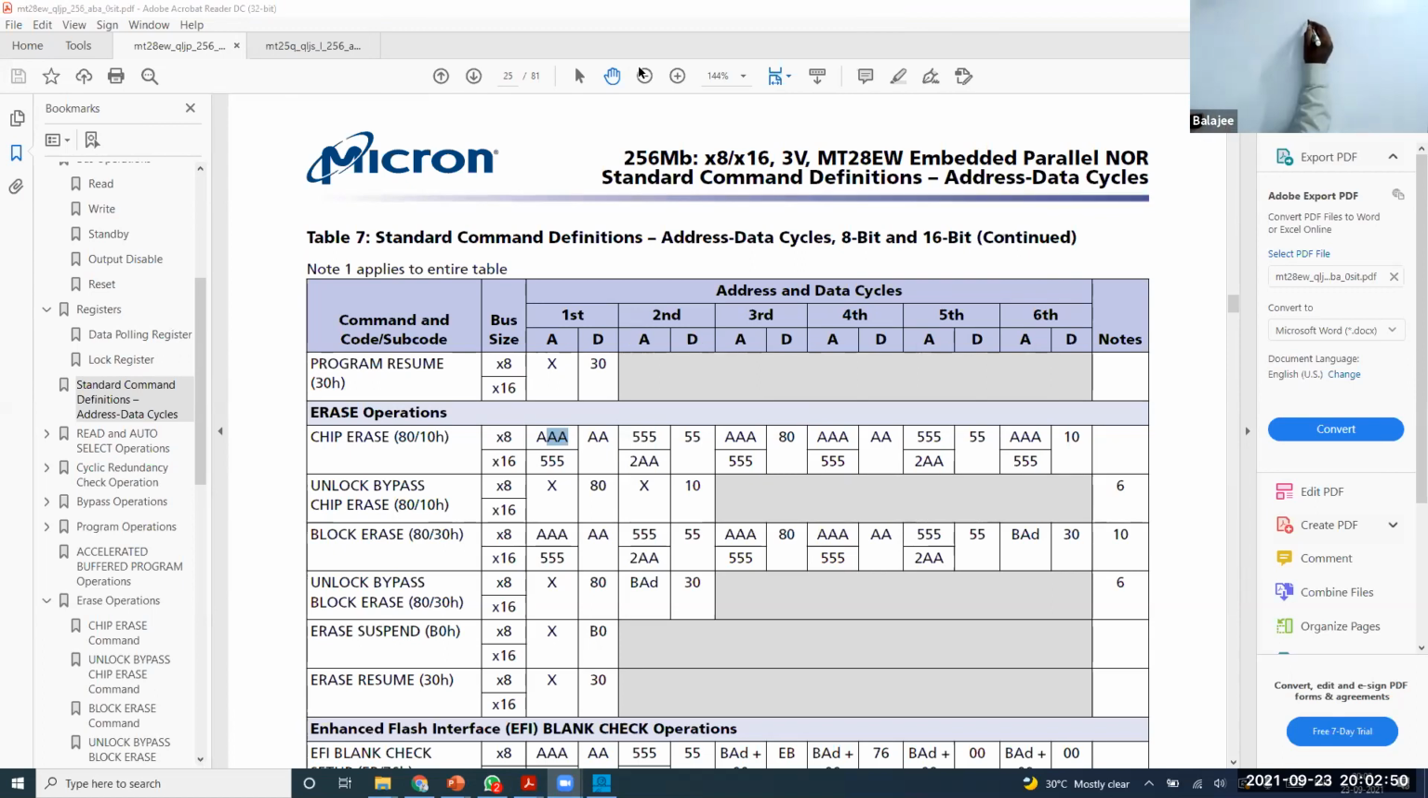Now I say char star PTR. Am I right? PTR is equal to 0xAAA. Then I say star PTR equal to AA. Am I right? Then I write once again PTR equal to 0x.